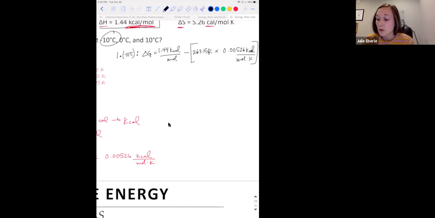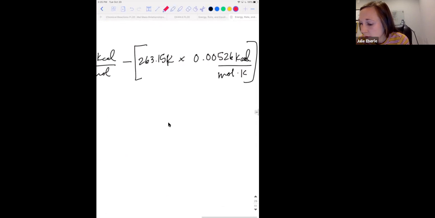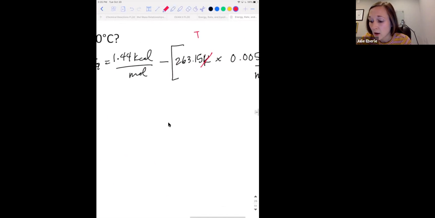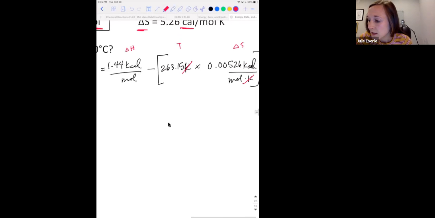So now notice what happens in the parentheses part over here. I have Kelvin right here in my temperature, and I have Kelvin on the bottom of my delta S term. Remember, this is delta S and this is temperature. So Kelvin actually cancels because I have it on top and bottom, which is great because then I'm left with kcal per mole. And over here on delta H, I now also have kcal per mole. So I actually can add those terms because the units are the same.